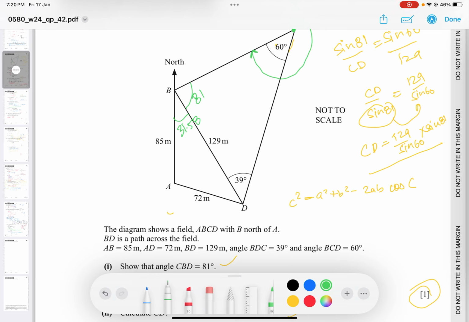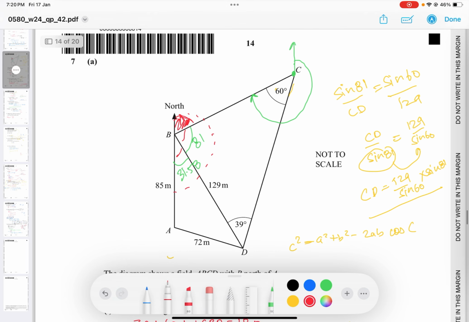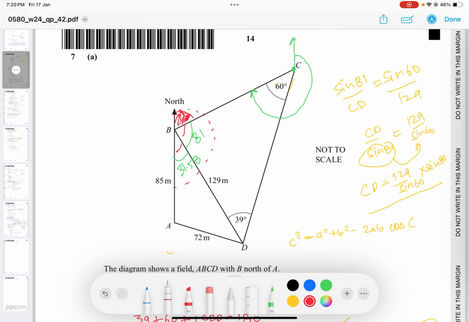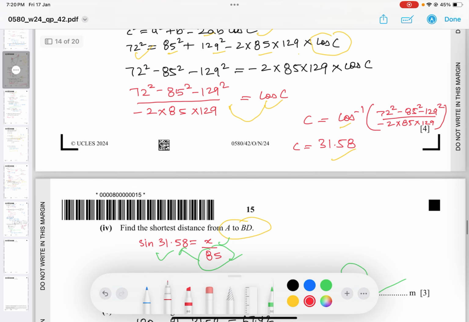Now this total, let me change the color for you. This complete angle is 180. If I subtract these two from 180, can I find this angle? Yes, I can find it. Or we can do one more thing, we can just add these two. This angle equals this angle, alternate angle. Can you see a Z over here? Yes, you can see a Z. These two lines are parallel because both are north. So 31.58 plus 81 will give us this angle. Yes or no? So this angle would be 81 plus 31.58.